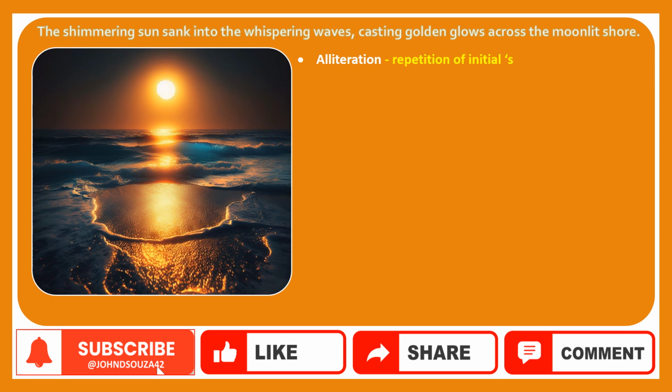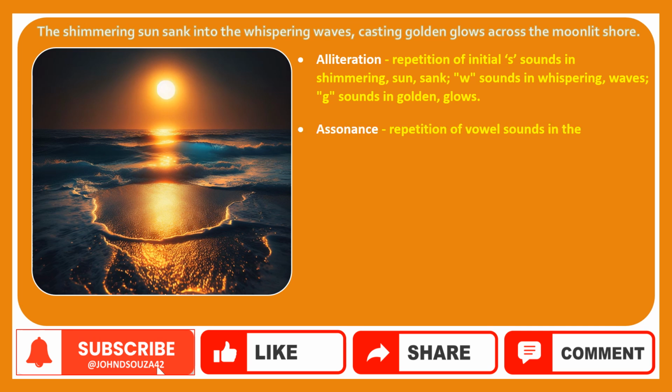Alliteration, repetition of initial S sounds in shimmering, sun, sank, slowly, W sounds in whispering, waves, G sounds in golden glows. Assonance, repetition of vowel sounds in the middle of words, O in slowly, golden, glows, across, shore, I in shimmering, whispering, casting.